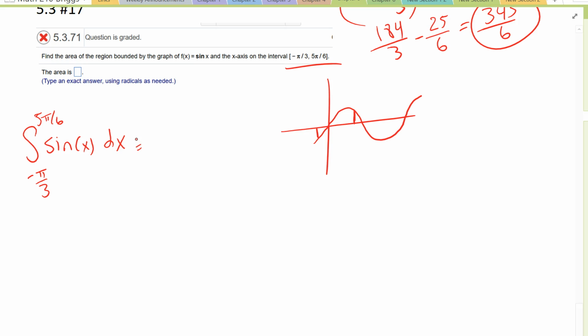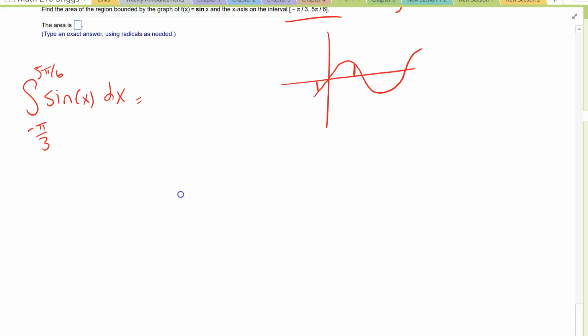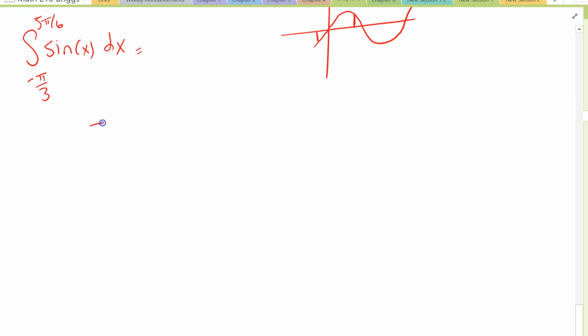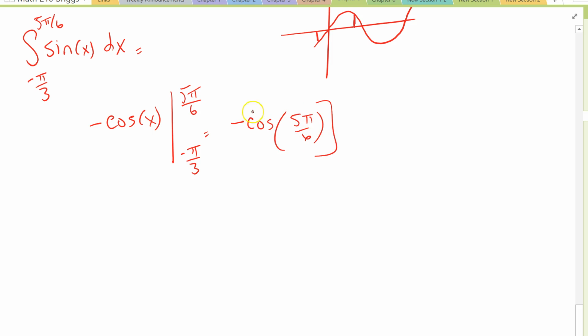So the integral of sine is minus cosine. And then I'm going to plug in the upper bound minus the lower bound. So again, with the negatives, you got to be a little careful. Minus cosine of 5 pi over 6 minus cosine of minus pi over 3.